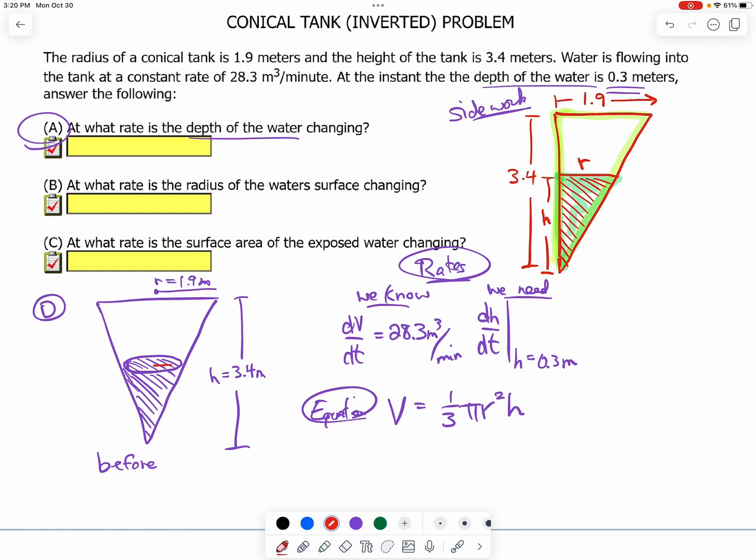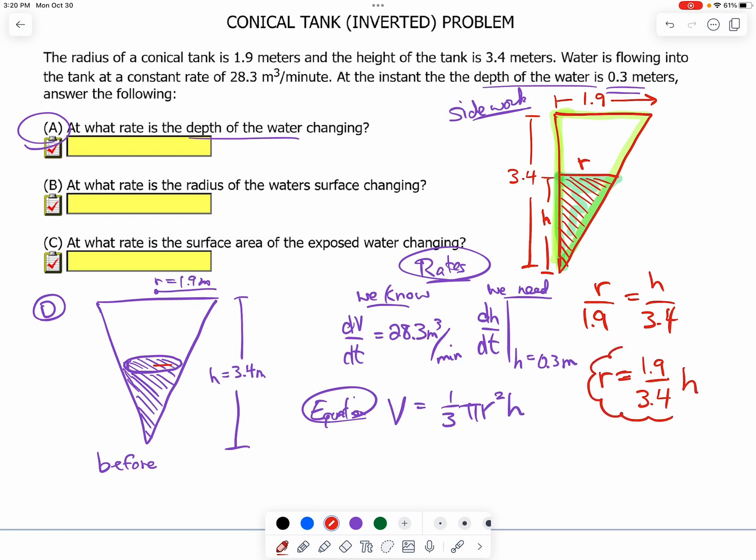You can say, by similar triangles, small is to large as small is to large. So R is to 1.9 as H is to 3.4. Or you could say R is to H as 1.9 is to 3.4. Any way you structure that proportion, you will get R equals 1.9 over 3.4 H, or H equals the reciprocal of that.